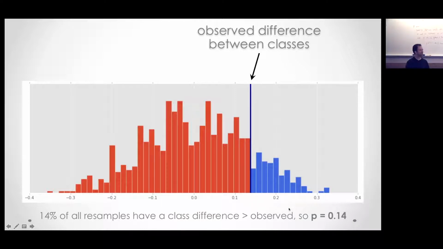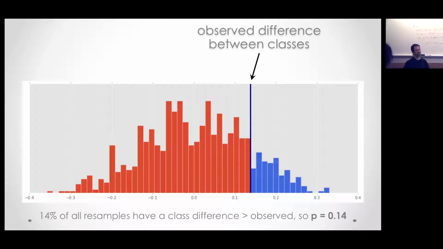So would this be considered a statistically significant difference? Not by the standard definition of 0.05, right? So this is going to be your homework. I'm going to give you two sets of class scores, or something like class scores, and ask you to compute the p-value through a permutation test.